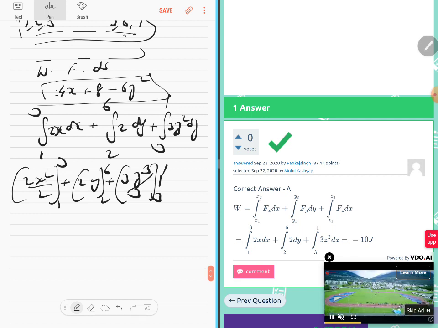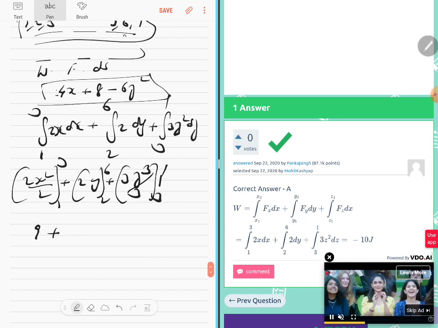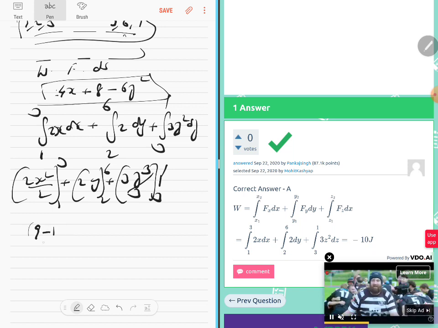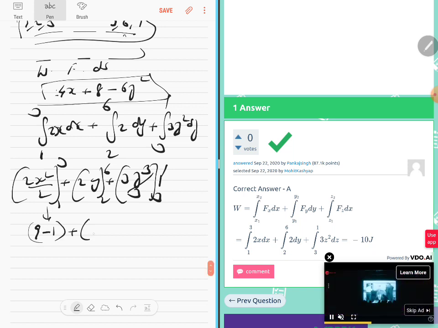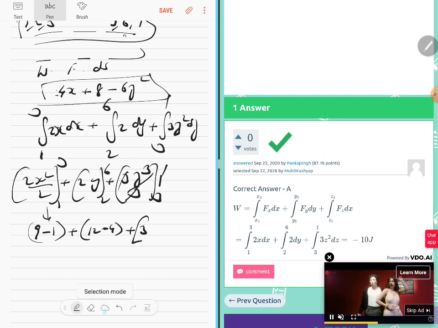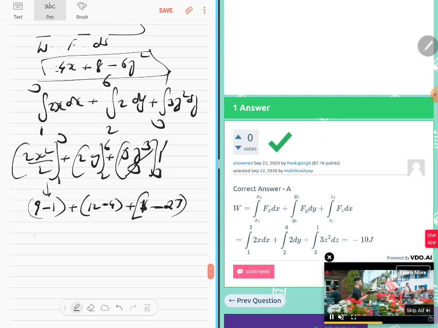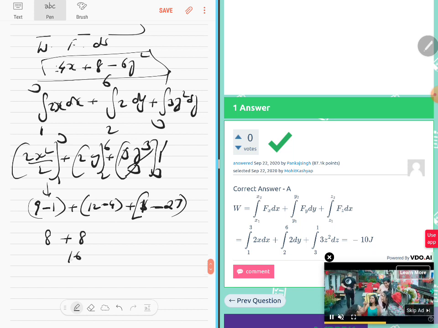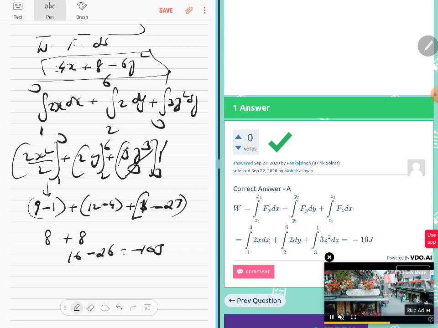This x is 3. 3 3s are 9, into the 18 by 2 is just 9, minus lower limit, which is just 1. So upper limit minus lower limit for this is 8. Then 2 into the upper limit minus lower limit, which is 12 minus 4, is 8. Then 3 into upper limit, 3 and 3 get cancelled, so it's upper limit minus lower limit, 1 minus 27. So this becomes 16, and there is a minus 26, which gives minus 10 joules.